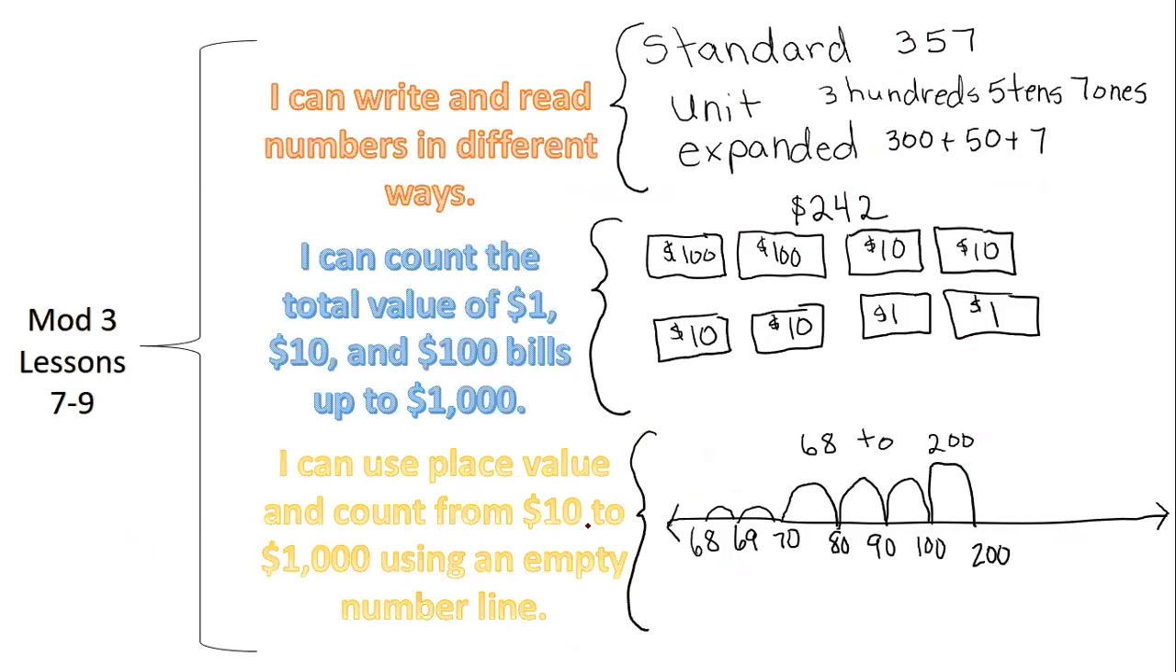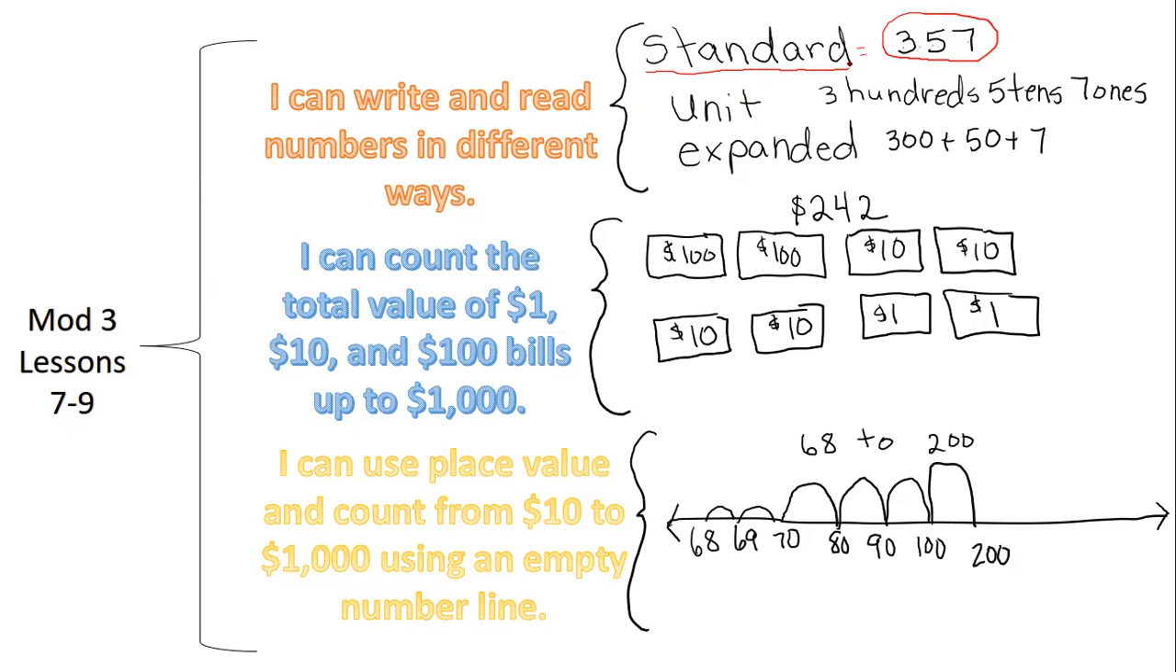Now, we also have focus skills in math. We are going to be working in Mod 3, and we're going to be doing lessons 7, 8, and 9. I can write and read numbers in different ways. Here are our different forms. We have standard form. That's just the way you're used to seeing your numbers written. This says 357. There's 3 digits in that number.